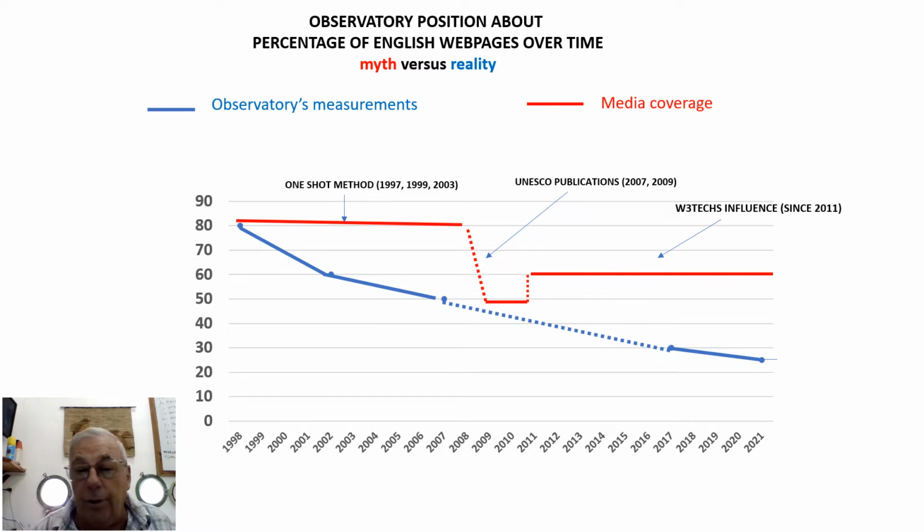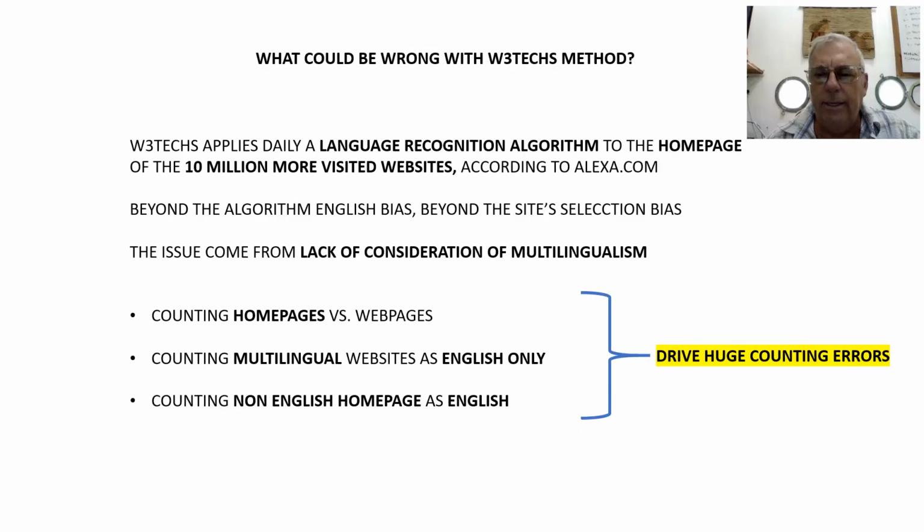So there is a situation since the beginning of the internet between a media coverage of language on the internet stating it is 80% for 15 years, and then it is 60% for another 10 years, while we measure logically a decreasing curve because more and more languages are getting inside the internet. So there is a problem here. If you elaborate theories from wrong data, hardly you will get a good theory. So we need to understand what's wrong with W3Tech's method.